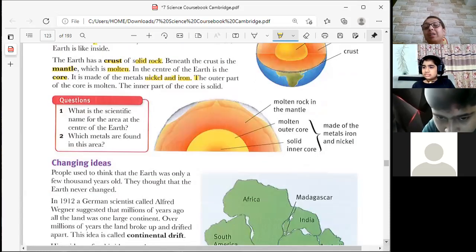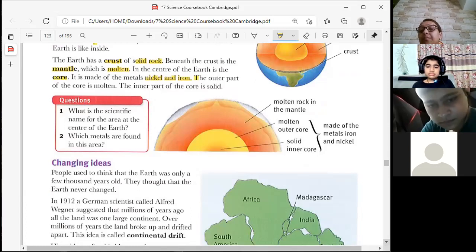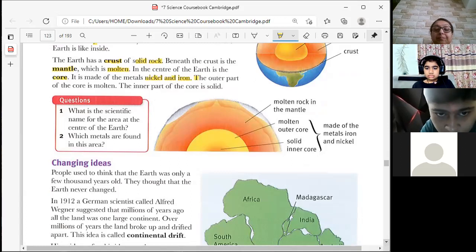Or they may ask you in the exam, what is the core made up of? Solid iron and nickel. Exactly. Metals like nickel and iron, or iron and nickel.